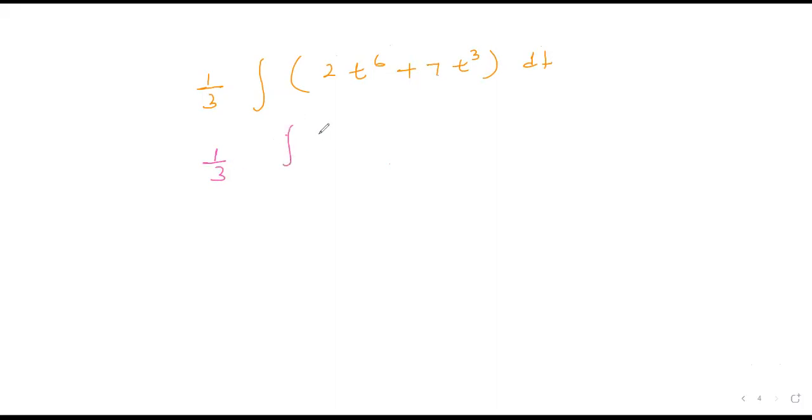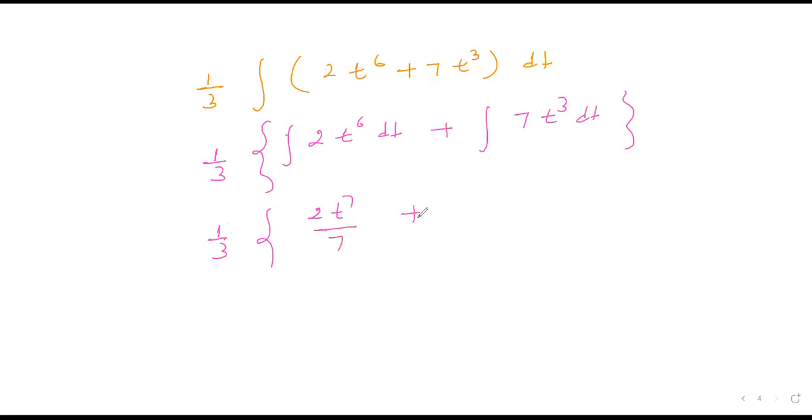See, it is integral 2t raised to the power 6 dt plus integral 7t cube dt. Now after integrating, you will get 2t raised to the power 7 divided by 7 plus 7t raised to the power 4 divided by 4 plus constant of integration c.